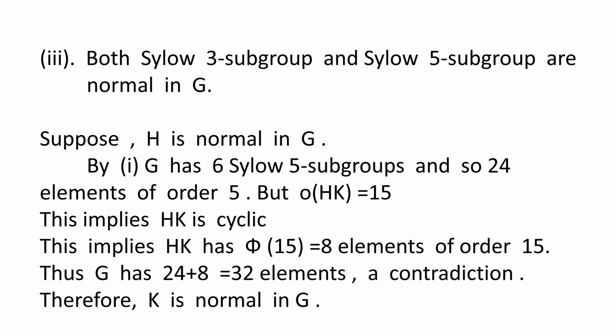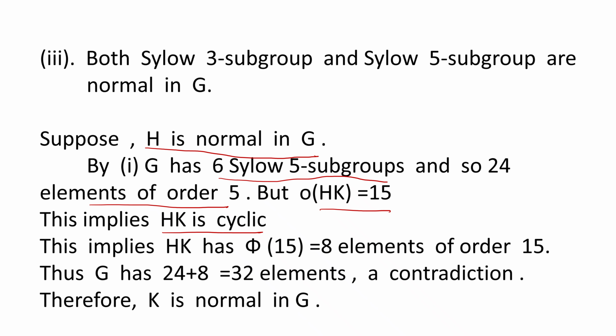Now we come to part 3 of this problem, which says that if the order of the group is 30, then we have to show that both the Sylow 3 subgroup and the Sylow 5 subgroup are normal in G. To prove this, we suppose that H is normal in G. By result 1, we know that either the Sylow 3 subgroup or the Sylow 5 subgroup is normal in G. Suppose K is not normal. Then G has 6 Sylow 5 subgroups, and so there are 24 elements of order 5. But the order of HK is equal to 15. This implies that HK is cyclic.